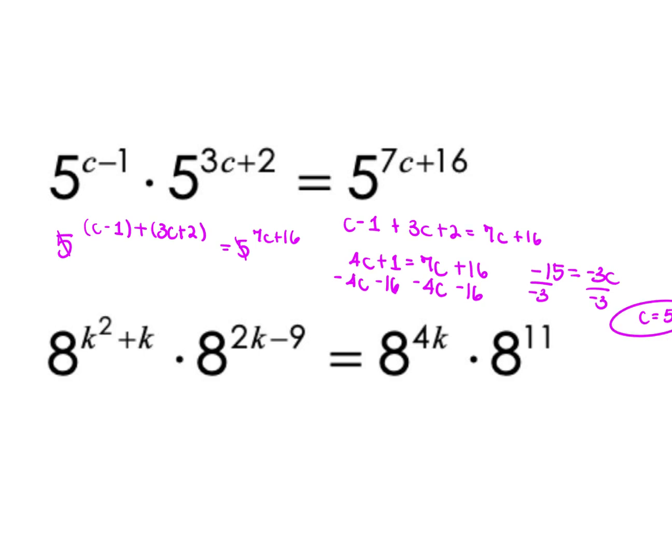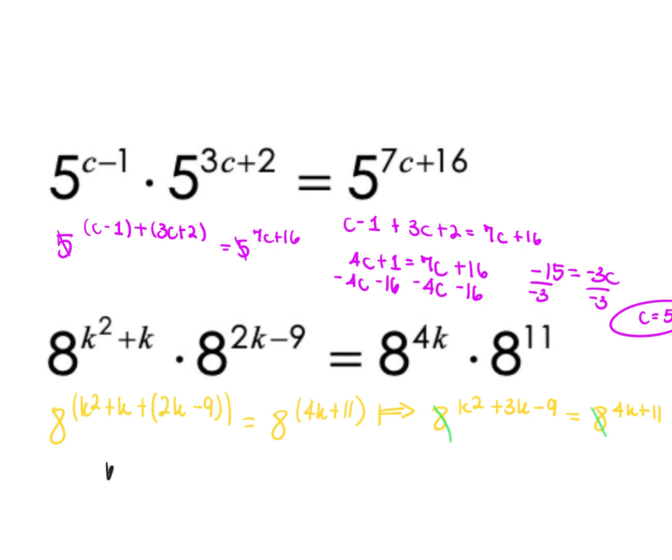Then we have 8 to the... I am not good at saying these exponents, so I'm not going to. But I'm going to add them together in the next step. So we get 8 to the k squared plus k plus 2k minus 9 equals 8 to the 4k plus 11. So we can simplify this to 8 to the k squared plus 3k minus 9 equals 8 to the 4k plus 11. We cancel out the 8s.